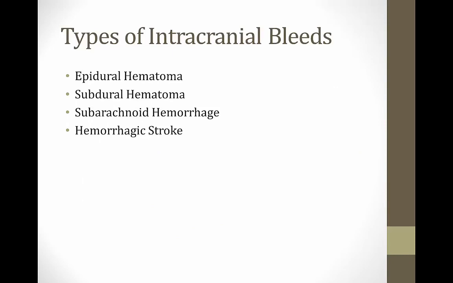So everything I've talked about up until now has been about general principles of raised intracranial pressure, but now we're going to talk about specific bleeds. So the 4 types of bleeding in the skull you should know about are epidural hematoma, subdural hematoma, subarachnoid hemorrhage, and hemorrhagic stroke, and we'll go through each of these in the remainder of this module.